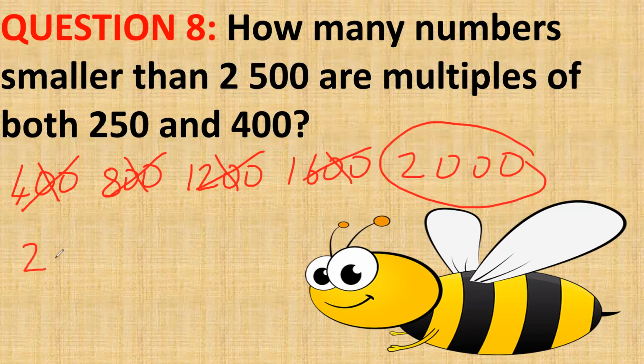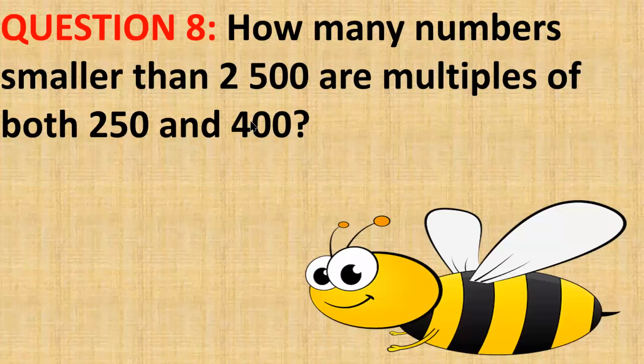What is next? 2,400. But our limit is 2,500, so we don't have to carry on anymore. How many numbers smaller than 2,500 are multiples of 250 and 400? Our answer is 1. Only one number. What's that? 2,000. Or if they ask which number next time, you can say 2,000. How many numbers? Just 1. So that's our answer. We have 2,000, only 1, so we don't have to use the other option. It is fine. We have done this question also.